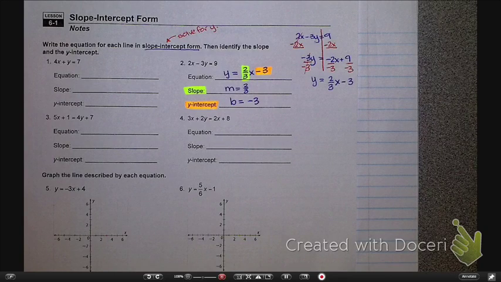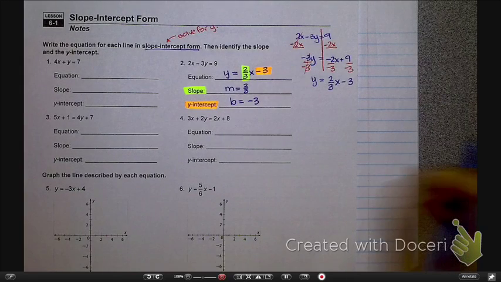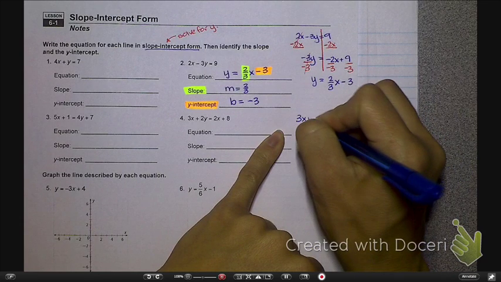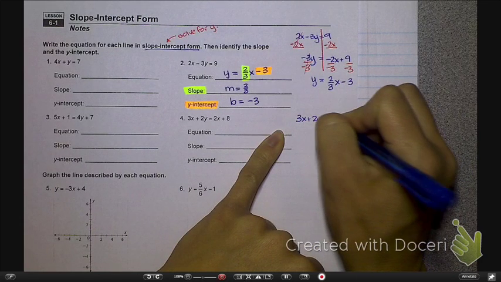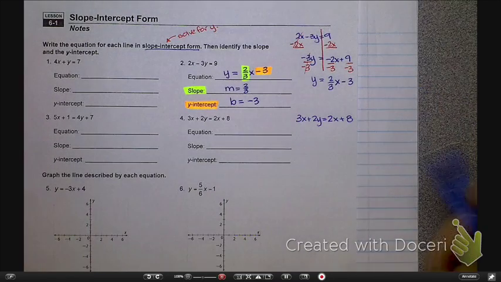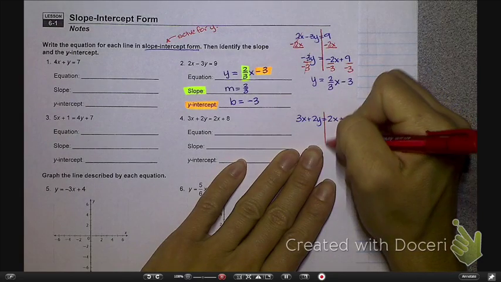Okay. So, if you're caught up, let's go ahead and rewrite this one over off to the side so we have some more room to work with it. Okay? It wants us to take this, write it in slope-intercept form. So remember, that means solve for y.